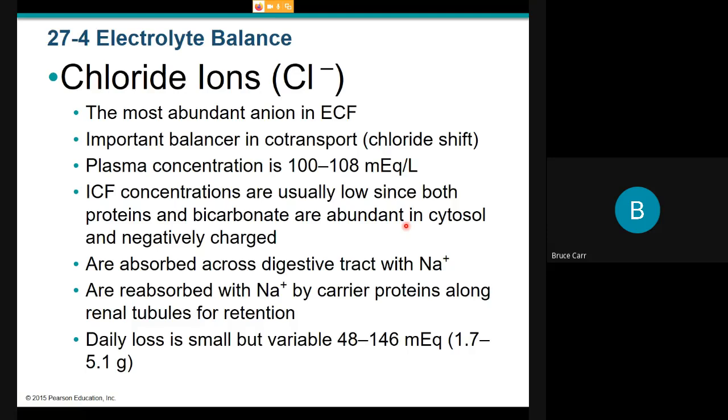Since both proteins and bicarbonate are abundant in the cytosol and are negatively charged, we basically don't incorporate much chloride into the cytosol. We do get chloride as salt in our diet, and it's reabsorbed along the renal tubules for retention. But chloride is another ion that contributes, being outside the cell, to the osmotic pressure in cells.